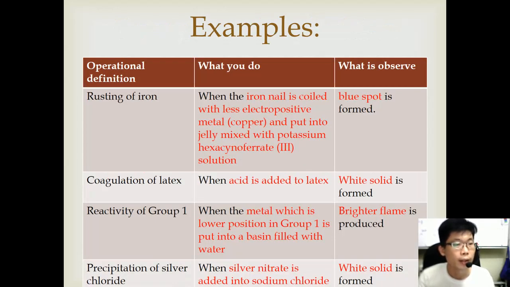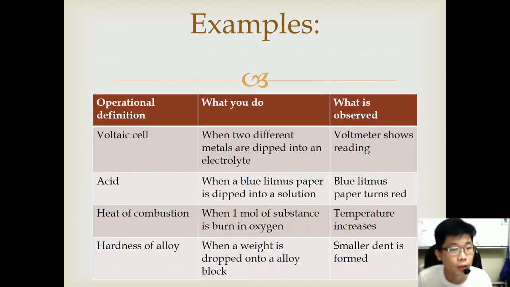Okay, so here are some more examples, like reactivity of group 1. What is the operational definition? So when the metal which is lower in the group 1 is put into a basin filled with water, what you observe is brighter flame is produced. Okay, so what you see, what you do. Based on the example given here, you can read over yourself later on.